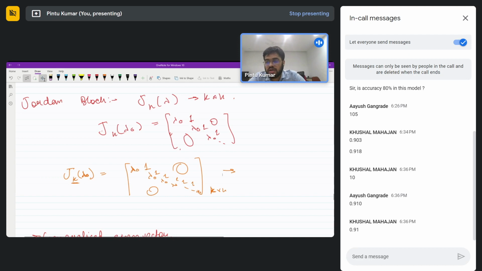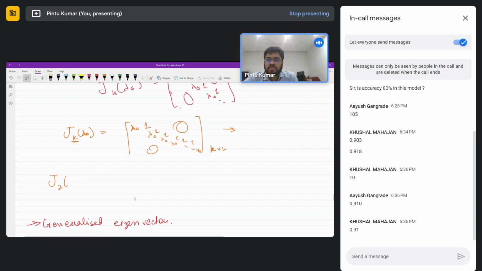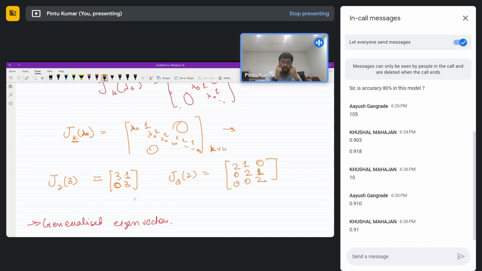So if you look at a Jordan block of length 2, for example, let's say this is a Jordan block of length 2 with eigenvalue 3. So this is 3, 3, right? On the super diagonal, you have 1 and 0 everywhere else. Let's say if you have a Jordan block of length 3 with eigenvalue 2, so this is 2, 2, 2 on the diagonals, 1 and 1 on the super diagonal, and 0 everywhere else, right? So this is how you define a Jordan block for any arbitrary value of k and lambda. Okay.